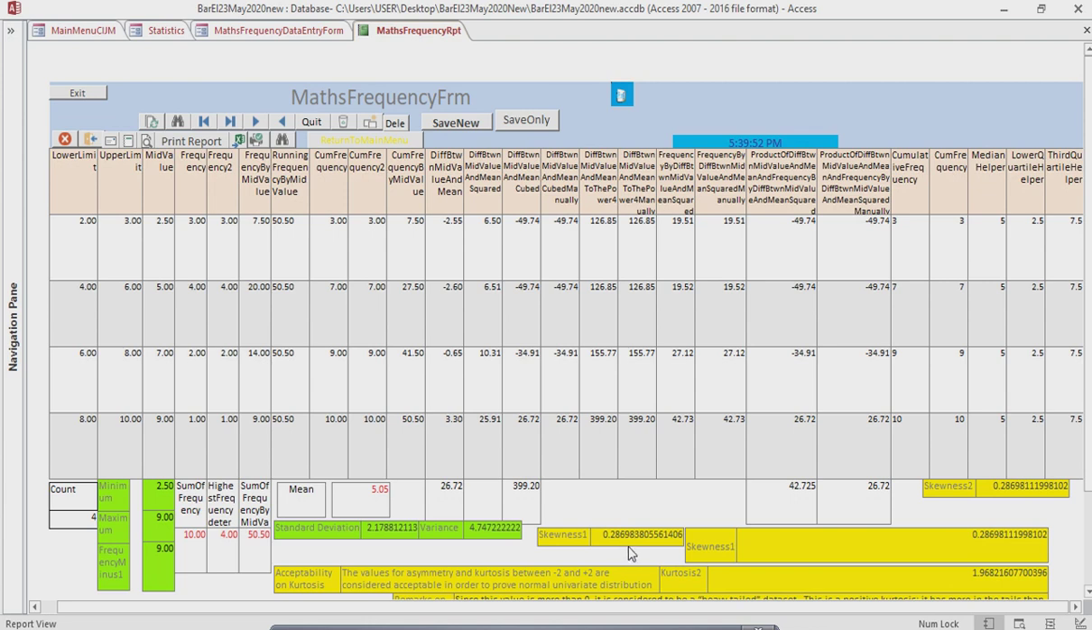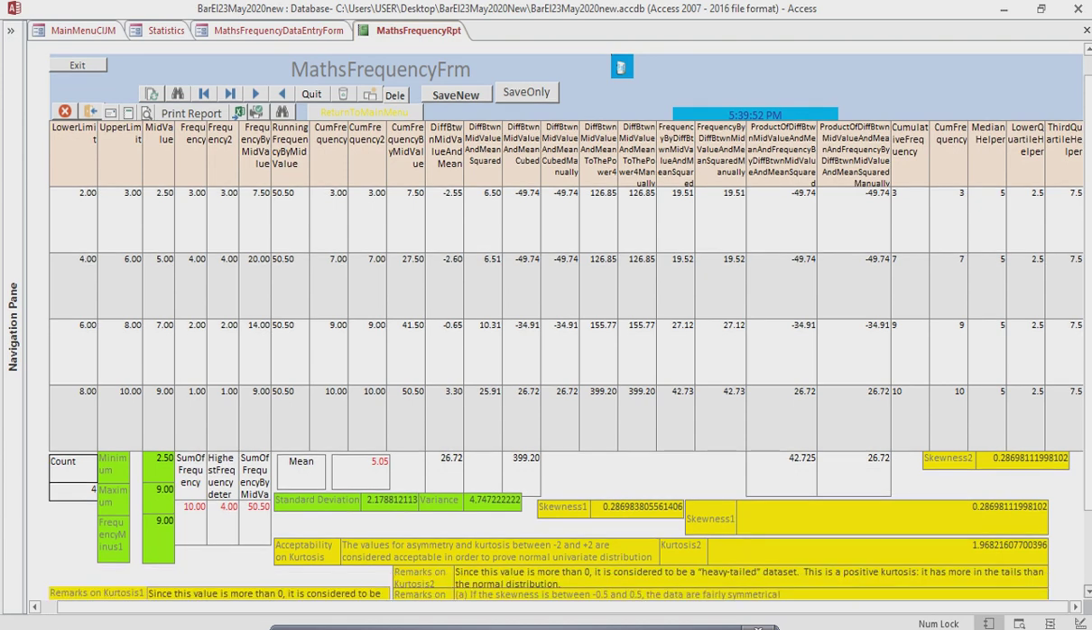Skewness is 0.2869838055614006. Kurtosis is 1.96821607700396.